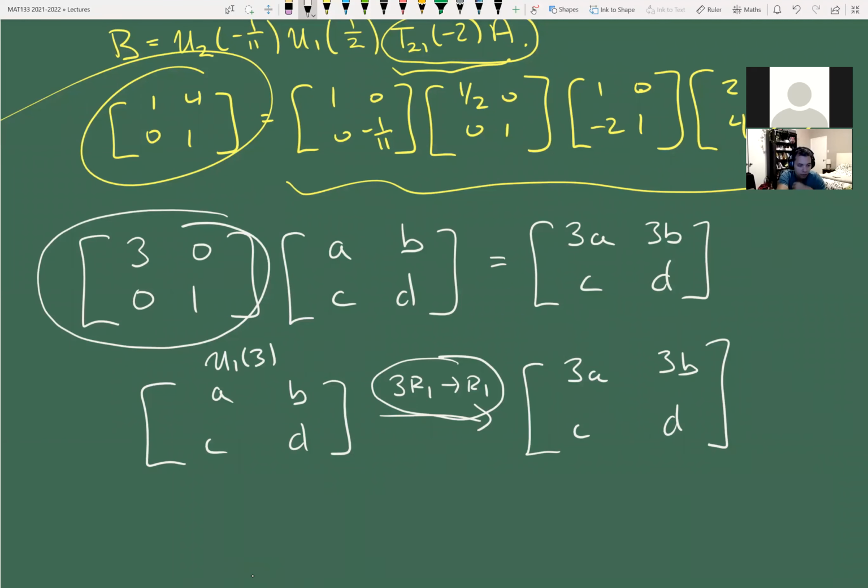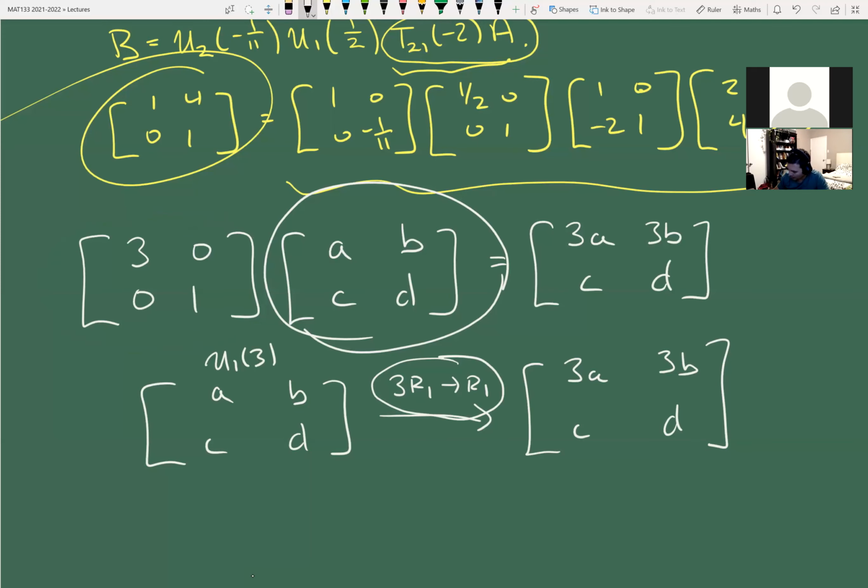And then Christian, the 3R1 to R1 operation is the same as multiplying those two matrices. Yes. And it doesn't matter, right? Because the matrix A here was general. Every matrix is of this form. You agree? And so multiplying by that matrix is universally the same thing as multiplying the first row by 3 and putting it back in the first row spot. So that's universally true. Performing that row operation is the same thing as multiplying by this matrix on the left.